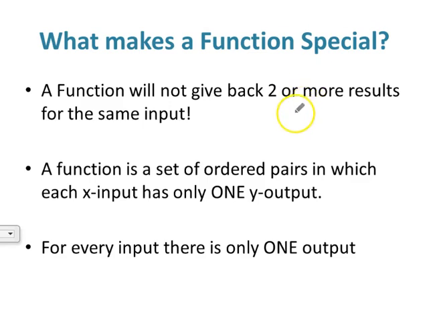So what makes a function special? What makes an equation a function? So a function will not give back two or more results for the same input. So what that means is if you put in the value x, let's say you put into your machine a 2, and then the output would be 1, it could only be 1. So if you put in the value of 2 for your input, you're only going to get one corresponding output.